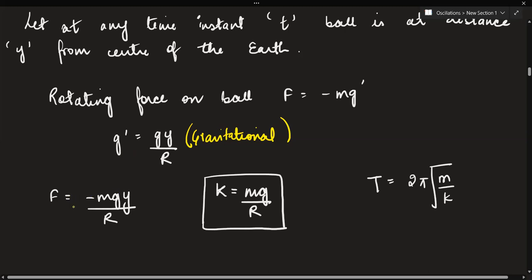This will come out to be F is equal to m, and the rest of the term, g y by capital R, is the acceleration. And since the restoring force is acting, we will put a minus sign. All the terms apart from the minus sign and the y give us the value of the spring factor, that is the constant. So the constant is mg divided by R.